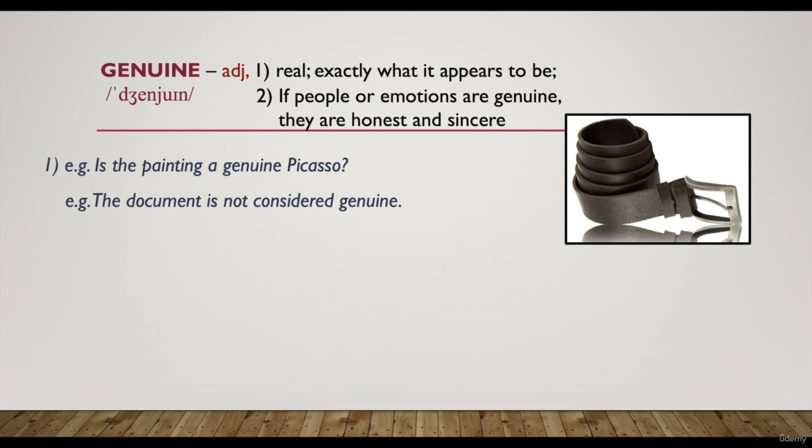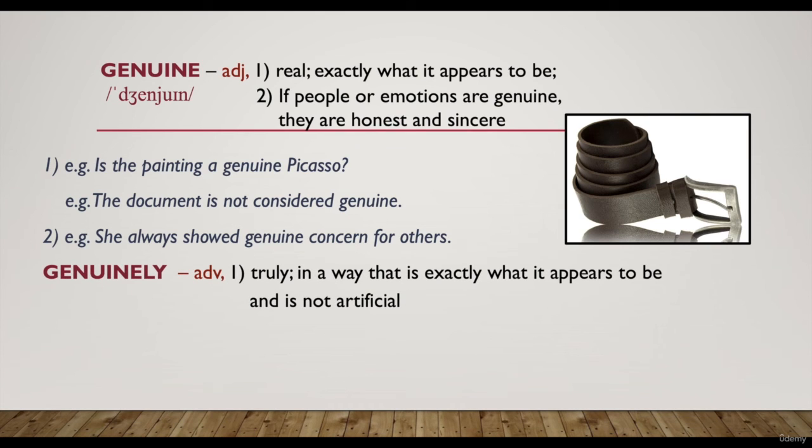The second meaning of the word genuine is if people or emotions are genuine, they are honest and sincere. So if people show genuine emotions, it means that they are truly feeling them and they're not lying about their emotions. For instance, she always showed genuine concern for others. It means she was always worried about other people, and those were her sincere feelings.